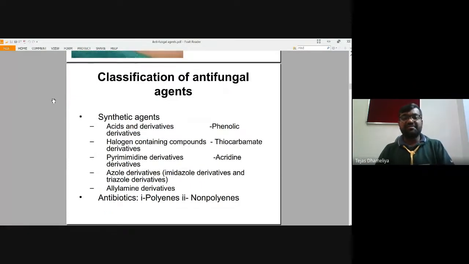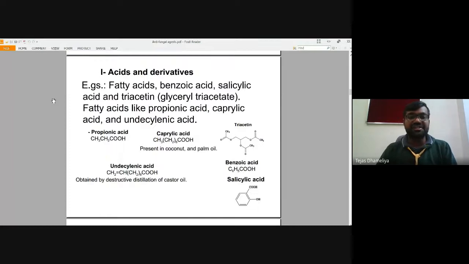Classification of antifungal agents. This classification is based upon the way of synthesis. Some of them are synthetic antifungal agents and some of them are antibiotics. Among synthetic antifungal agents, we have seen acids and acid derivatives. Majorly, these acids and acid derivatives are fatty acids, benzoic acid, and salicylic acid. The structures of these fatty acids are on your screen. Benzoic acid and salicylic acid are non-fatty acids which possess antifungal activity.